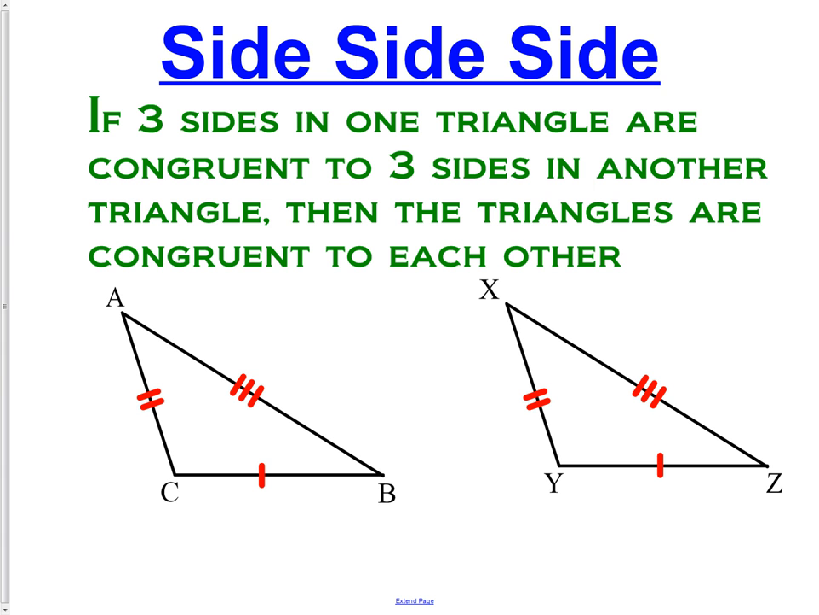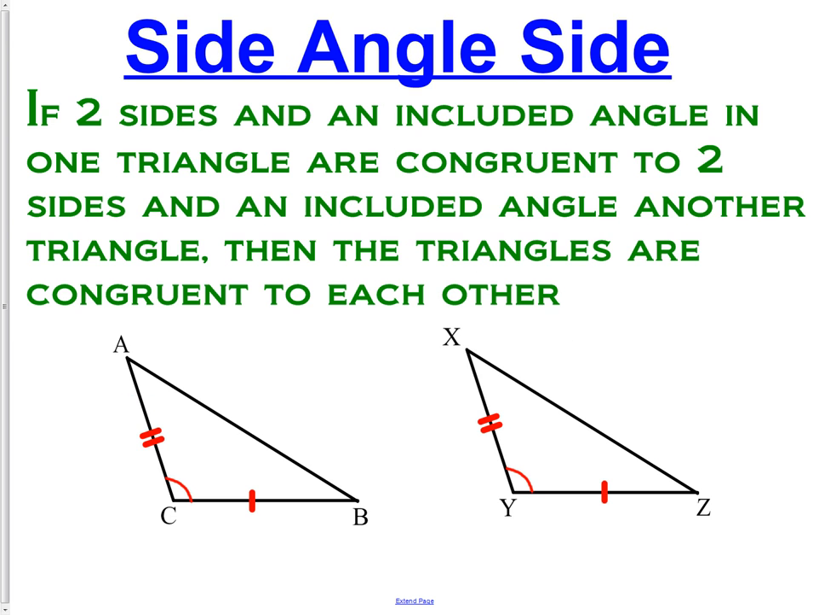Side congruence. If three sides in one triangle are congruent to three sides in another triangle, then the triangles are congruent to each other. Meaning, if we have three sides here, congruent to three sides here, then the triangles must be congruent. There is no other way for them to be drawn, so they must be congruent to each other.